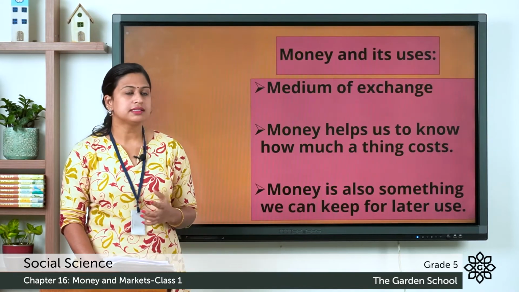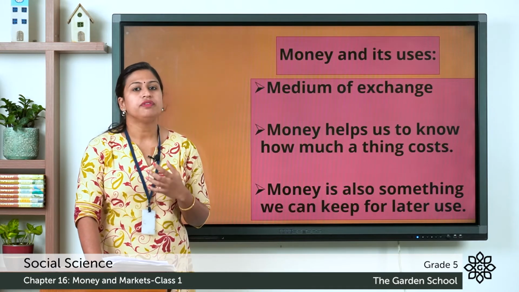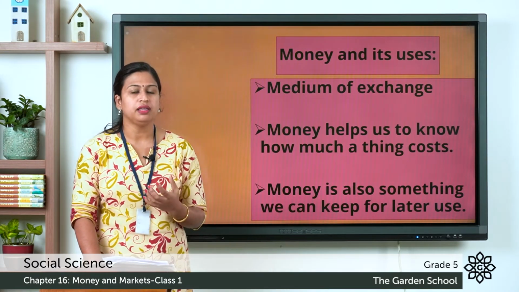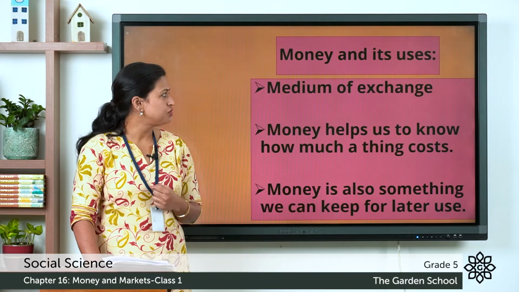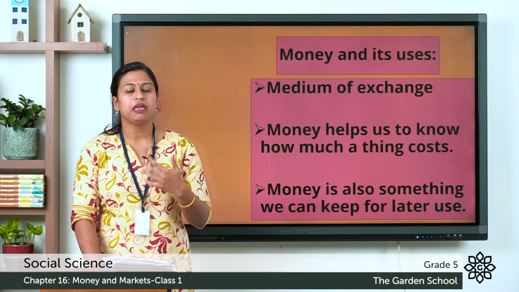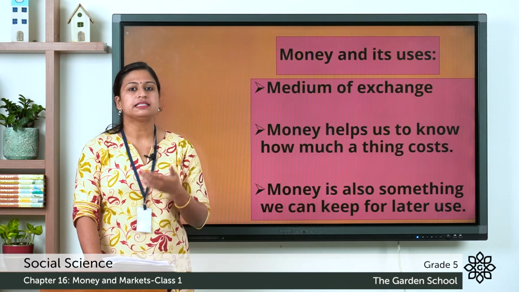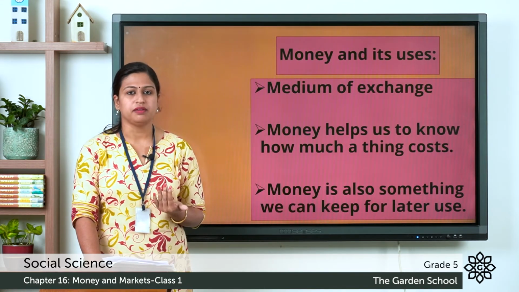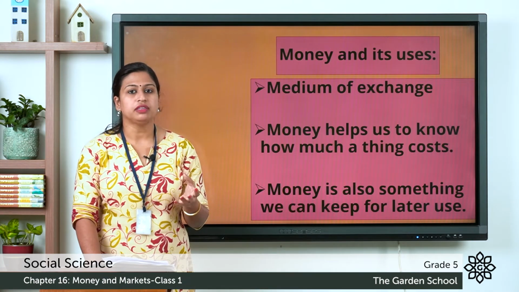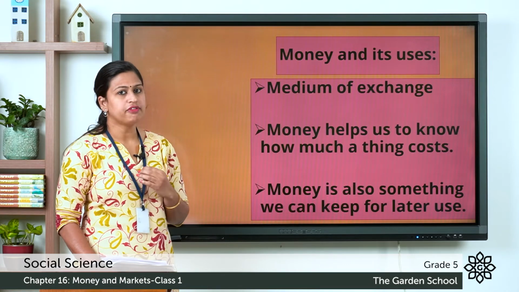Next, we'll discuss about the money and its uses. So we have already discussed that money is a medium of exchange. So when you buy a product, you have to pay for it. So there is an exchange of money. Same way, when we sell anything, we receive money, and we also pay for the services. So here, this is the first use of money.